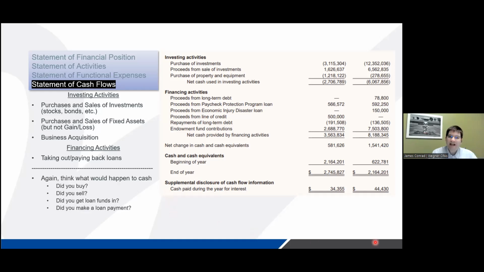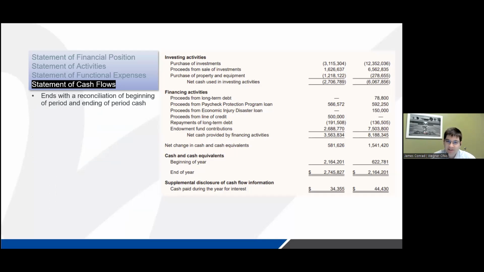So what would happen to cash? Did you buy something? Did you sell something? How does that affect cash? Think about what action you're performing, and if it was strictly a cash transaction, what would happen? If you took out a loan, that's money in. If you're paying a loan back, you're sending it back out again. If you're purchasing supplies, that's money out. Think about how cash would be affected if it's a cash transaction.